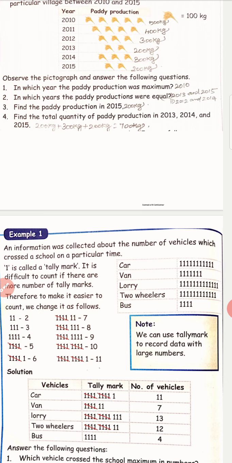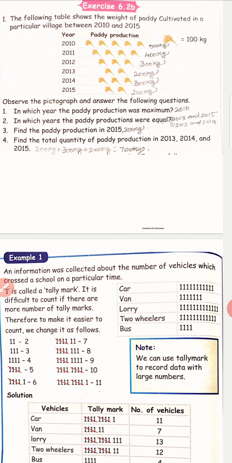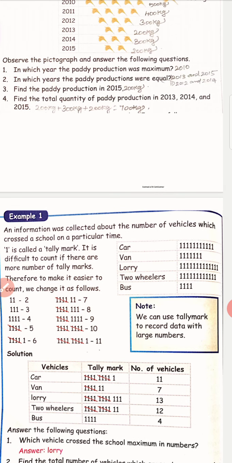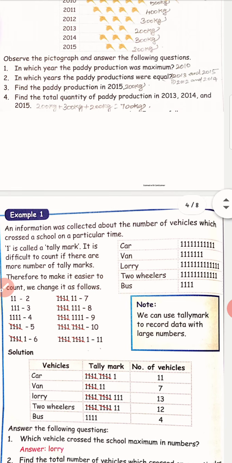Next, the third one, find the paddy production in 2015. So how much is the paddy production in 2015? 2000 kilograms. Next, the fourth one, find the total quantity of paddy production in 2013, 2014 and 2015. So you add these 3 years' production. 2013 2000 kilogram plus 2014 3000 kilogram plus 2015 2000 kilogram. So you add these and we get 7000 kilogram.